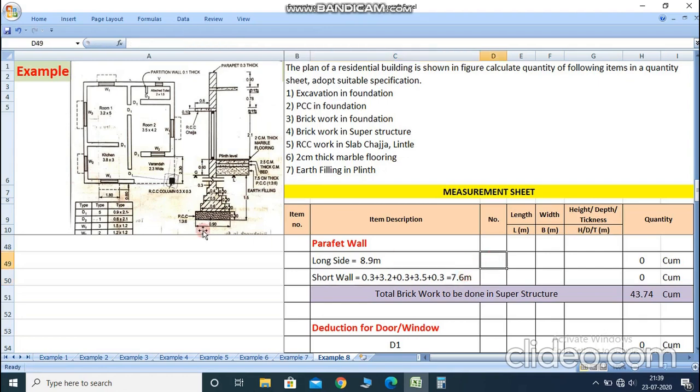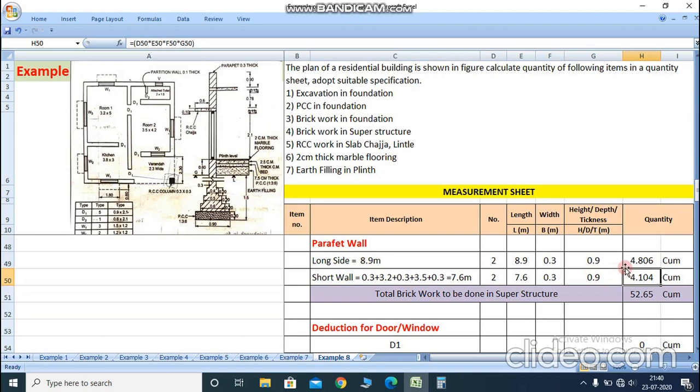So here the number of long sides for the parapet wall is 1 and 2, so right here 2. Then length is 8.9. Width is 0.3, which we got from the section part as the parapet width, and height is already given in the section part as 0.9. So right here height is 0.9. Then for the short wall, short wall 1 and 2, only the border part has parapet wall provided, so 2 walls. Then length is 7.6, width is 0.3, and height is 0.9.